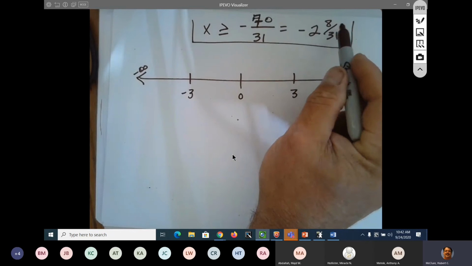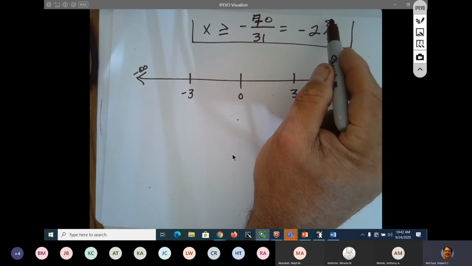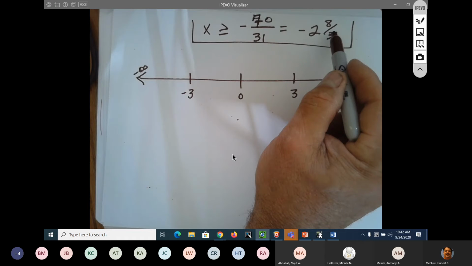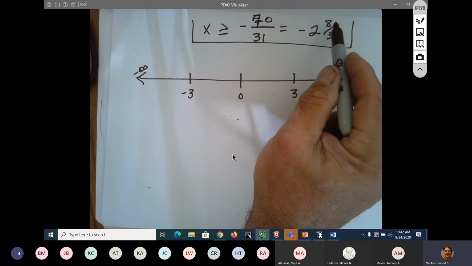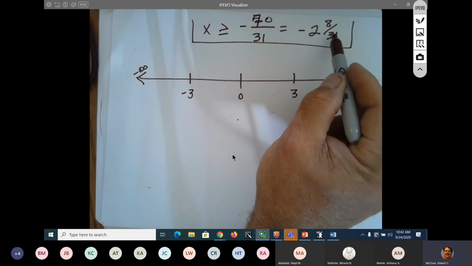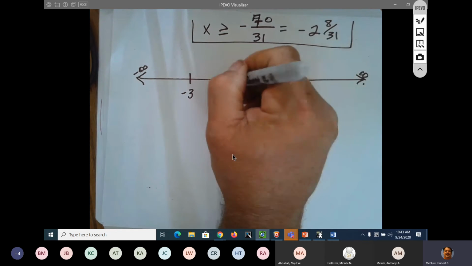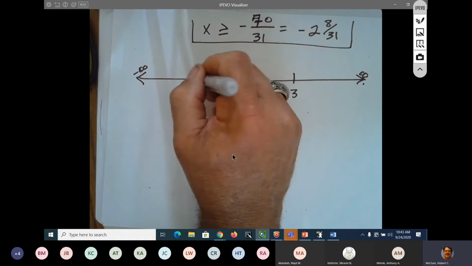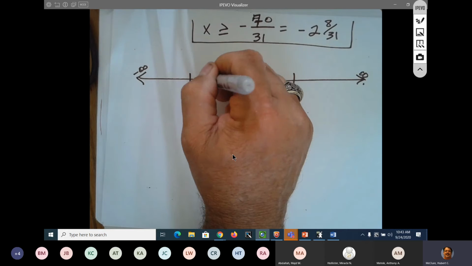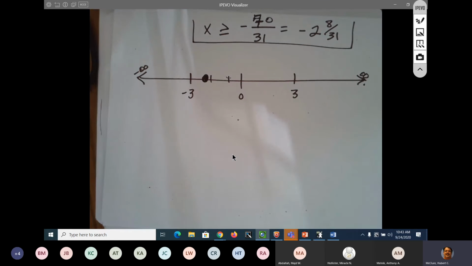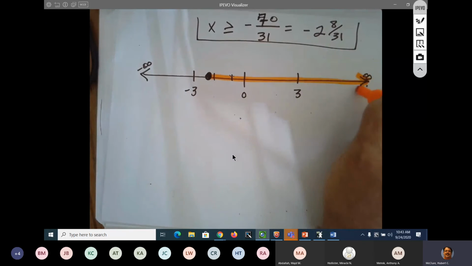circle at negative 2 and 8 over 31. Let's see, 8 over 24 would be a third. 8 over 32 would be a fourth. So that's about negative 2.25. 2.25 would be right there. And what numbers are greater than negative 2.25? Well, that would be everything to the right, and that includes positive infinity.